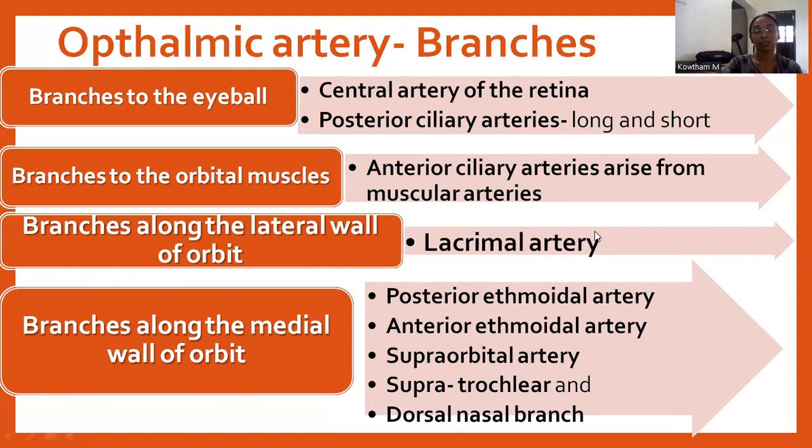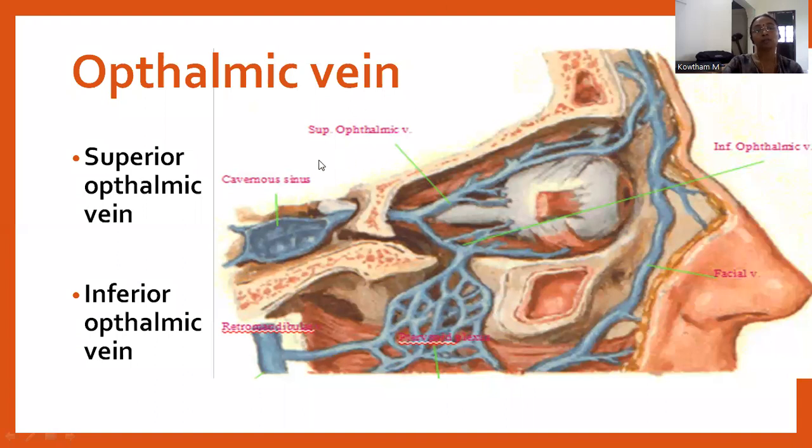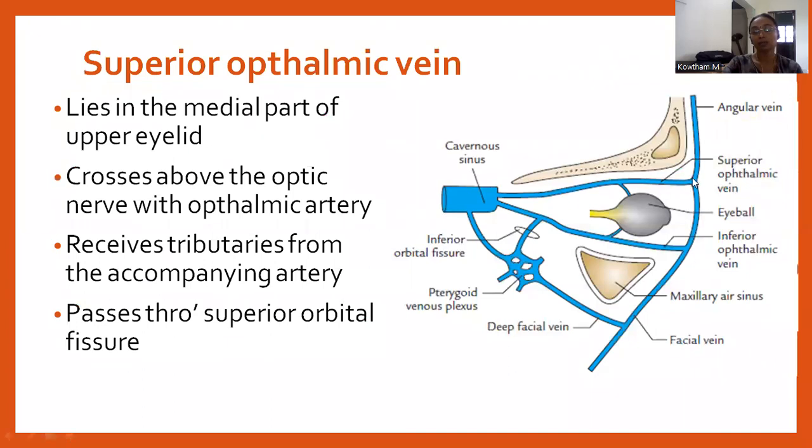So with this, we'll continue to the next topic, the ophthalmic veins. There are 2 ophthalmic veins in the orbit. One is the superior ophthalmic vein, the other is the inferior ophthalmic vein. The superior ophthalmic vein runs along the medial part of the upper eyelid. It accompanies the ophthalmic artery and crosses above the optic nerve along with it. It also receives tributaries from the ophthalmic artery. It passes through the superior orbital fissure and finally ends in the cavernous sinus.